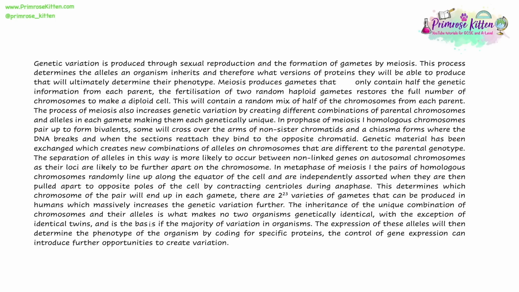In metaphase of meiosis 1, the pairs of homologous chromosomes randomly line up along the equator of the cell, and are independently assorted when they are then pulled apart to the opposite poles of the cell by contracting centrioles during anaphase. This determines which chromosome of the pair will end up in each gamete. There are 2 to the power 23 varieties of gametes that can be produced in humans, which massively increases the genetic variation further. The inheritance of the unique combination of chromosomes and their alleles is what makes no 2 organisms genetically identical, with the exception of identical twins, and is the basis of the majority of variation in organisms.